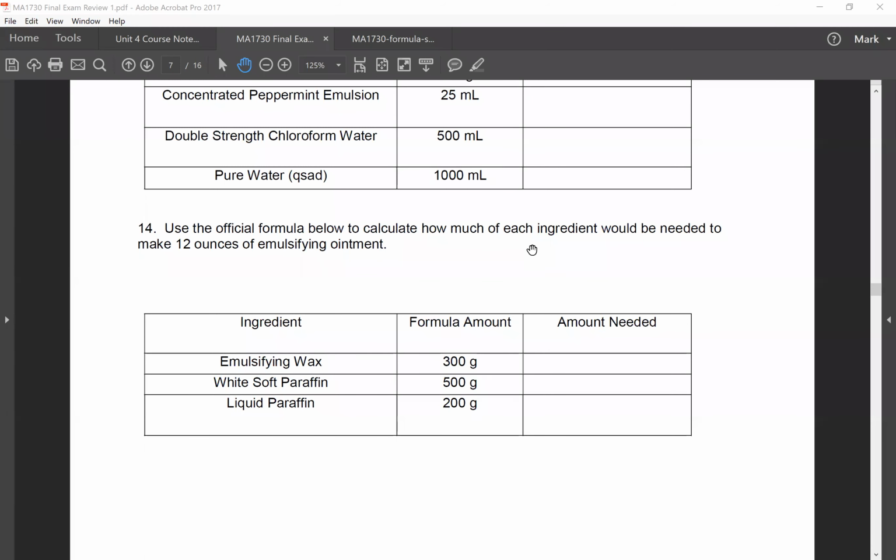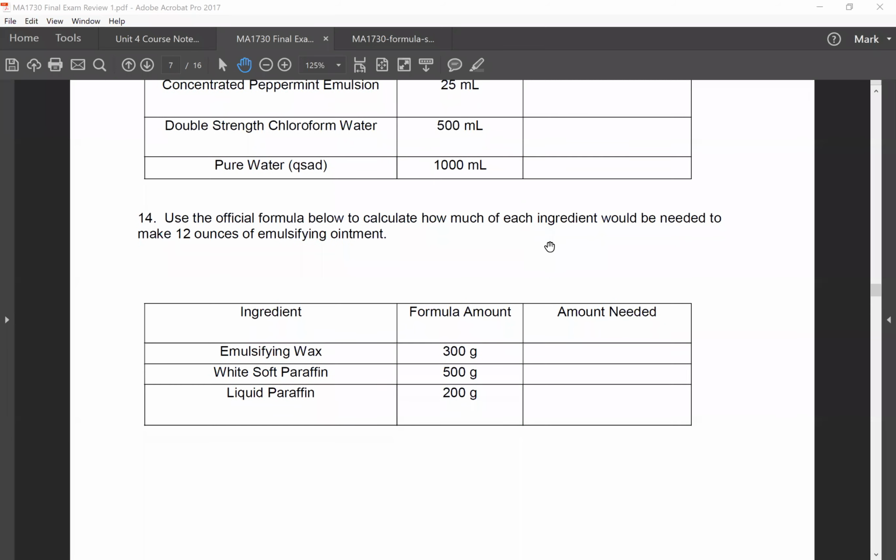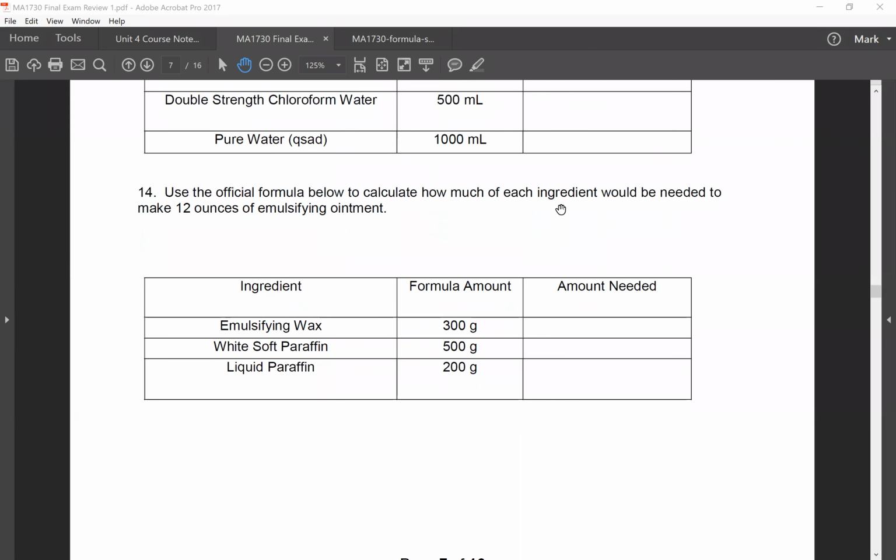Use the formula below to calculate how much of an ingredient would be needed to make 12 ounces of this ointment. Okay. Oh, well, I'll tell you this. The one on your exam is a little easier than this because this has a few steps. So this is a harder one. We want to make 12 ounces of this ointment, right?